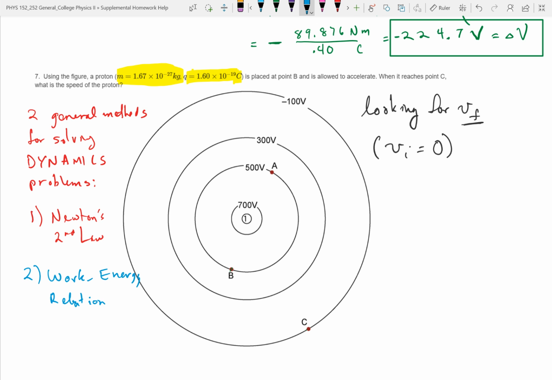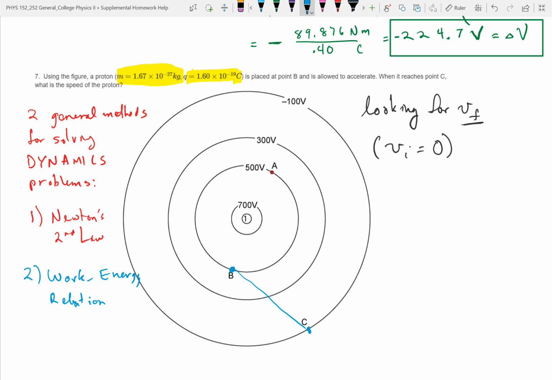Right, so we had these two different methods for dealing with the dynamics problem. A dynamics problem is a problem where things are moving and we're trying to understand why. So with Newton's second law, we could try to find the electric fields, and if we find the electric fields, we can find the forces, then we can find the accelerations, but then we also have to find the path.